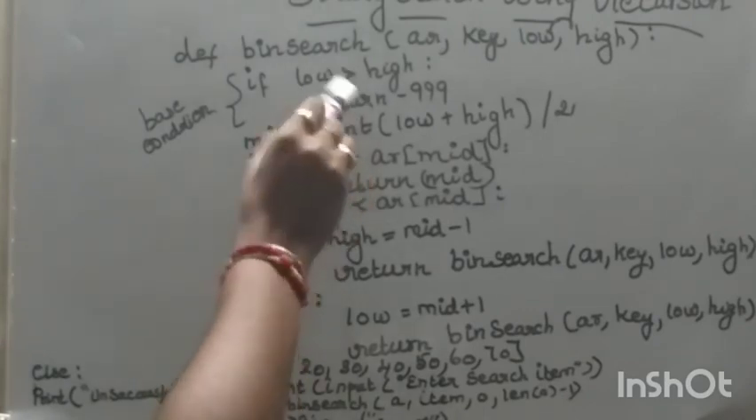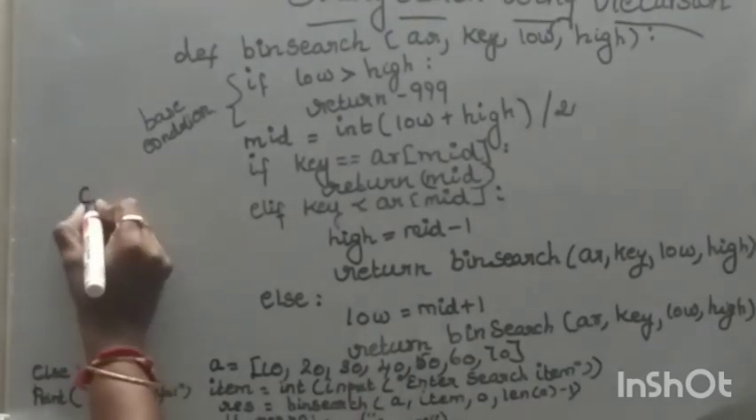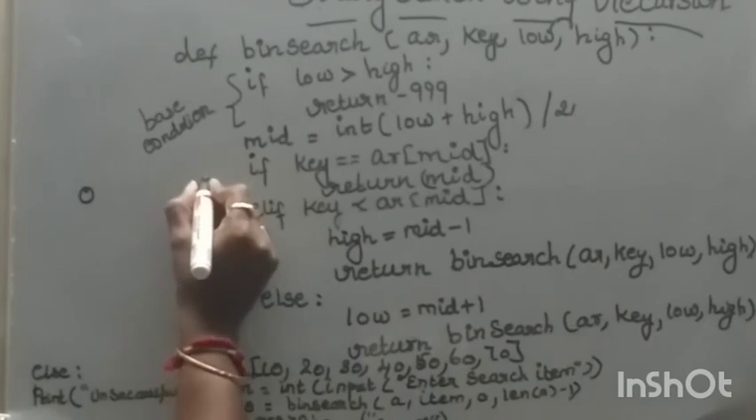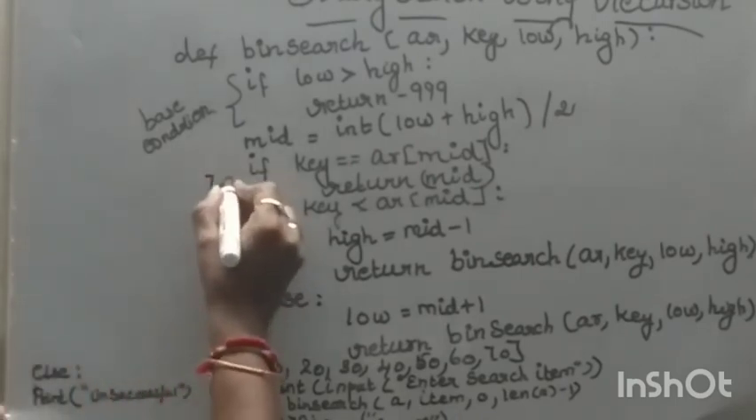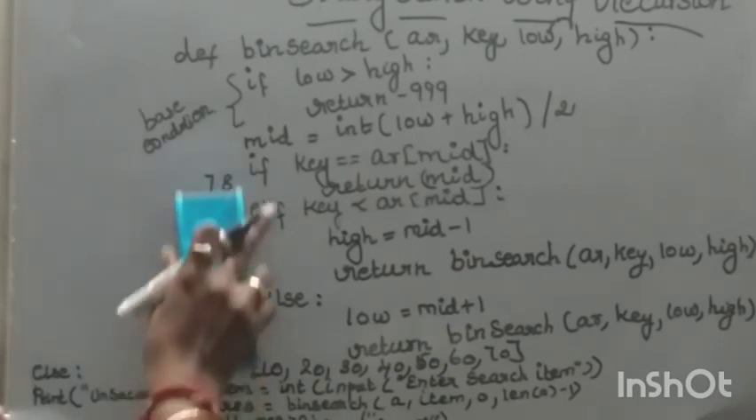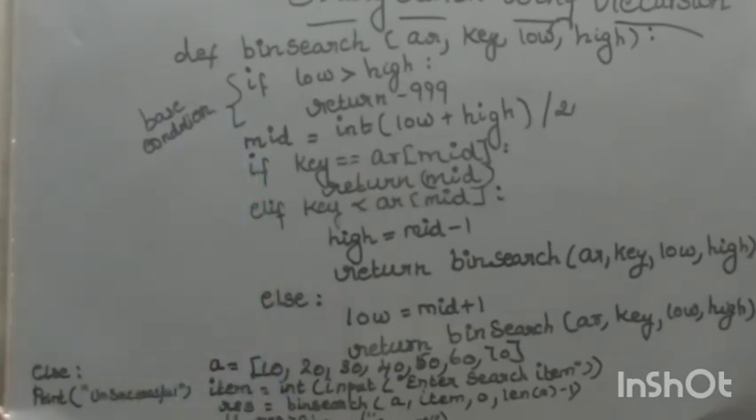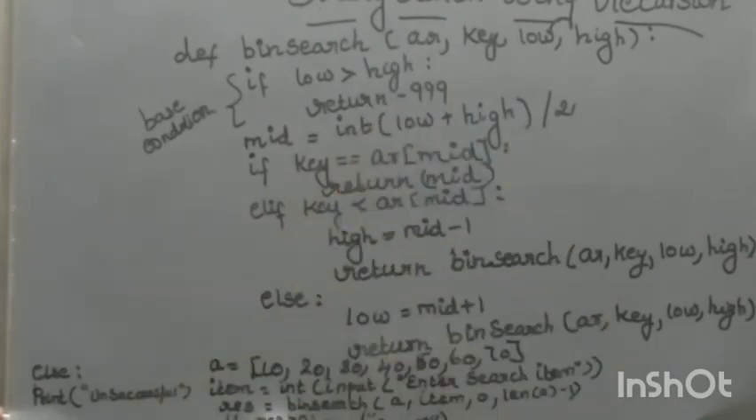If my low value is greater than high, then there is no need to search for your element. If my low value is 0 and high value is 7, then you can search the element. If my low value is 8 and your high value is lesser than that, then your element will not be present inside that array. Then you have to return a negative value. If your return value is negative, then it is unsuccessful. Otherwise, you can perform the operation.